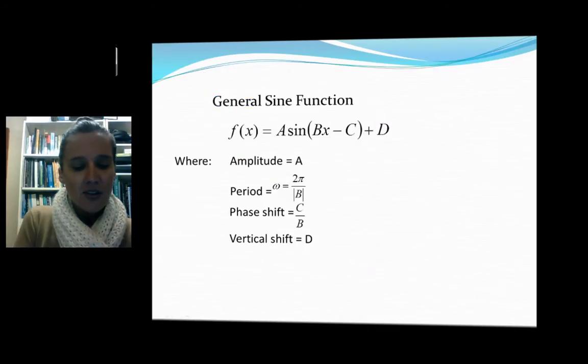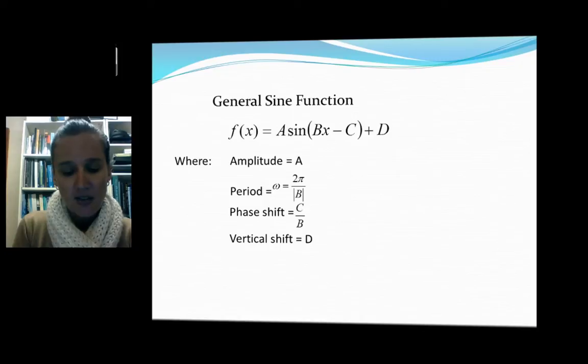So the general sine function, f of x, is equal to A sine of b of x minus c plus d, where A is our amplitude. Our period, omega, is 2 pi on the absolute value of b. Remembering for our sine and cosine it's 2 pi, and for our tangent it's simply pi. Our phase shift then becomes c divided by b. Before, in the previous examples, we only had a single value of b, but here we have c divided by b, and our vertical shift is d.